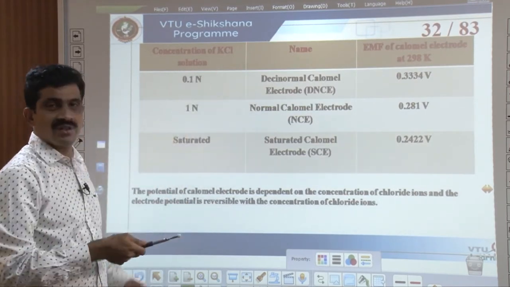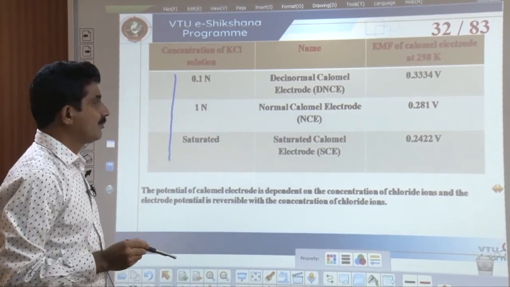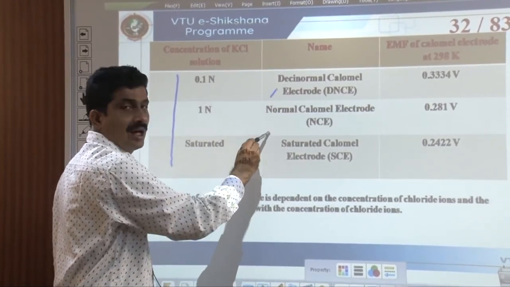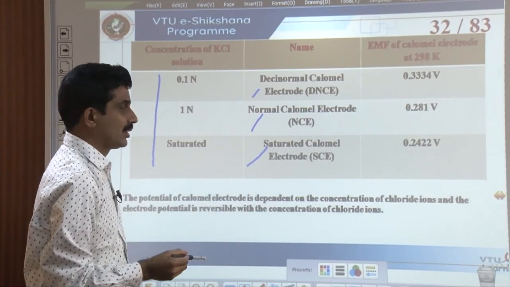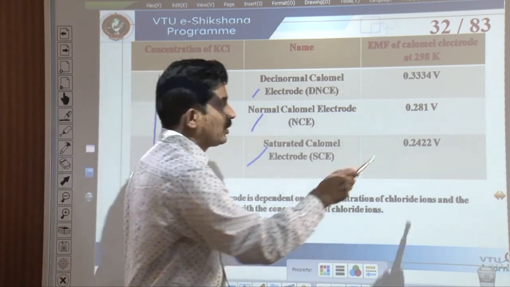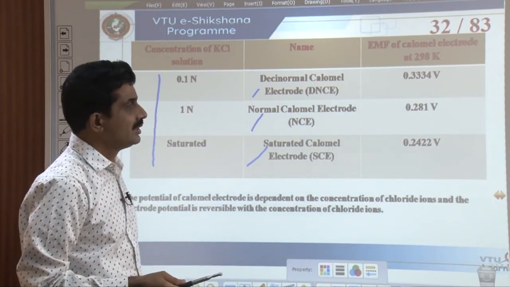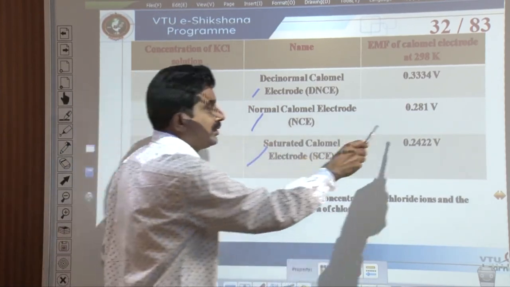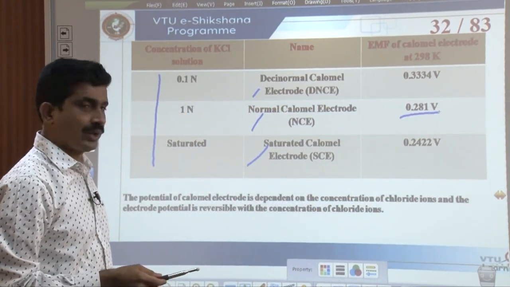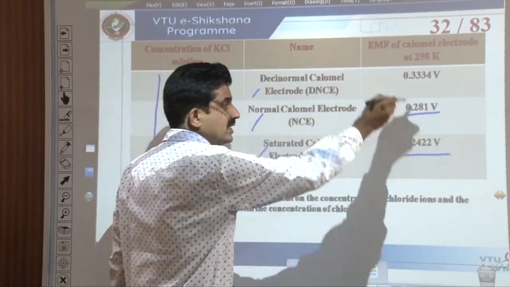See the concentration of KCl. As I said, three different concentrations: 0.1 normal, 1 normal and saturated. Decinormal calomel electrode DNCE, normal calomel electrode NCE, saturated calomel electrode SCE. And look at the potential values. Decinormal calomel electrode 0.3334 volt. Now, the potential of normal calomel electrode is 0.281 volt, whereas the potential of saturated calomel electrode is 0.2422 volt. Just observe these values.